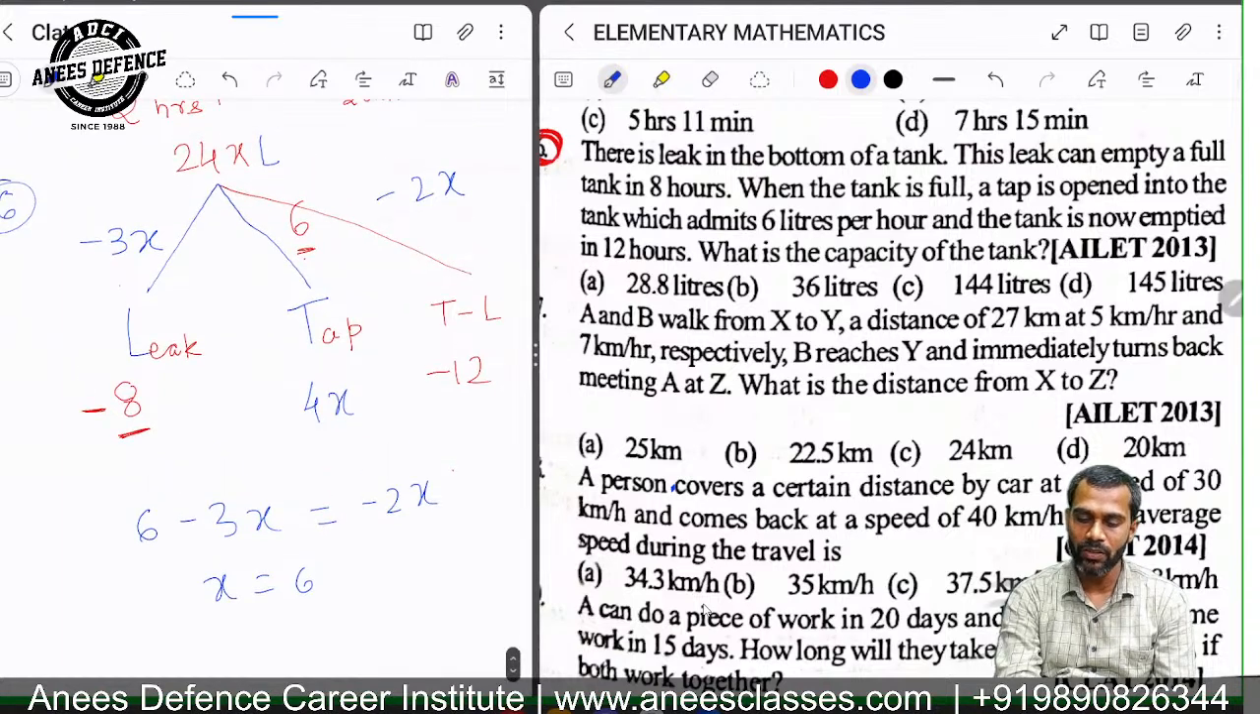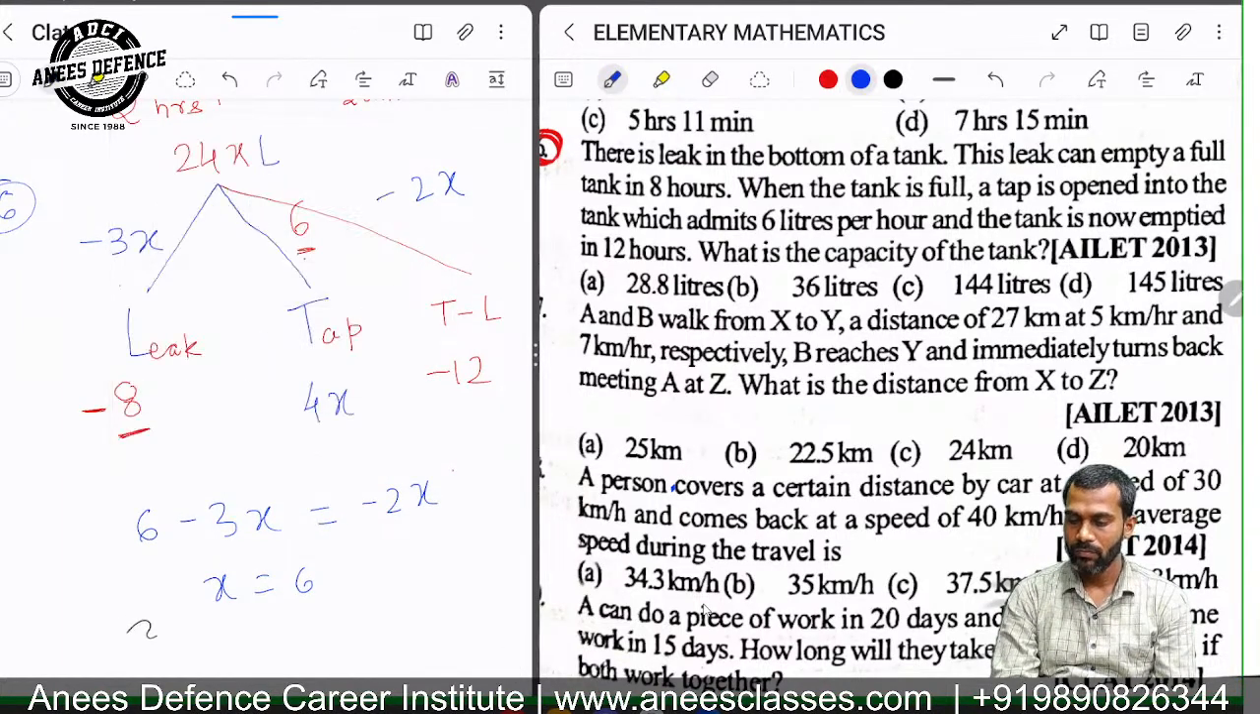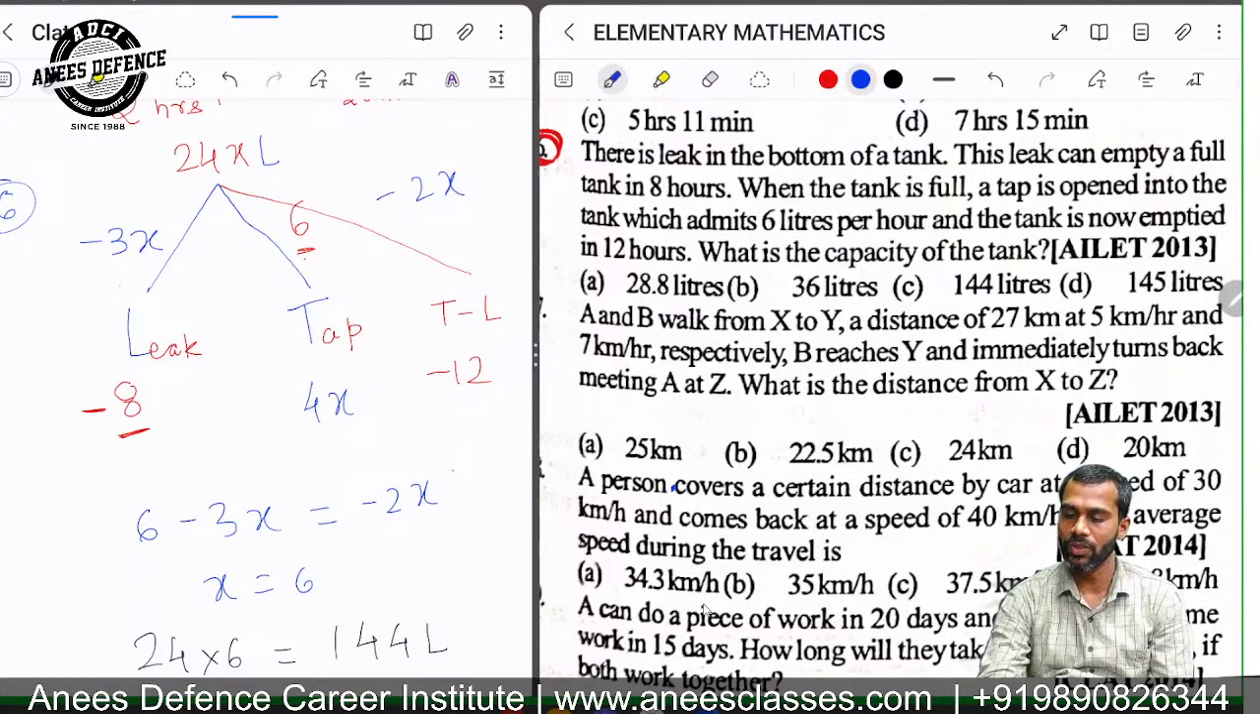Now what is the capacity of the tank? 24x it was, right? We have assumed, so 24 into 6. Answer is 144 liters. Which option is correct? Tell me. C. That is how we need to solve. I hope it is clear.